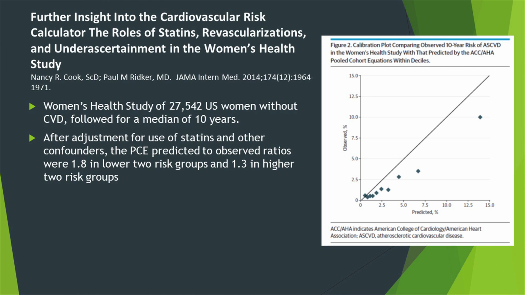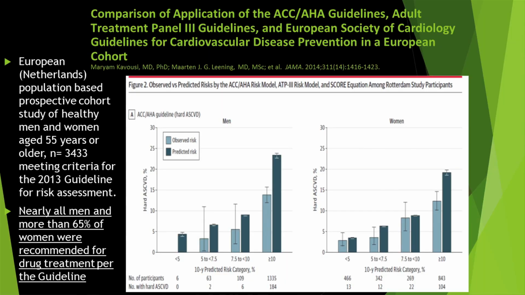This was the Women's Health Study, and you can see here's the line of identity where these should just be clustered around this line, and you can see it goes way off. This one was a study done in Europe because the calculator was developed on Americans. They looked at it and they found that nearly all men and more than 65% of women were recommended for drug treatment based on the guideline. And you can see the predicted risk is the dark bars and the observed risks are the light blue bars. And you can see there's a big difference between them, between the predicted and observed.